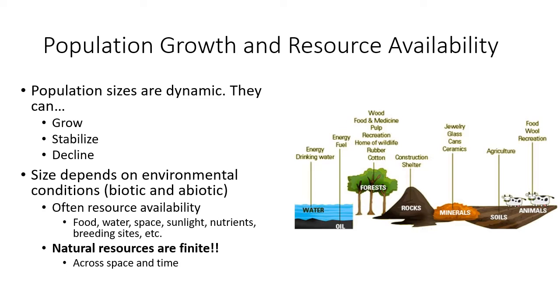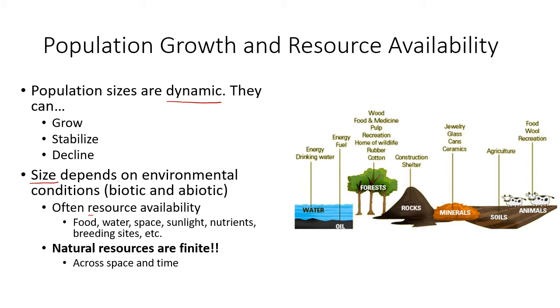In fact, populations can not only grow, but populations can remain stable or populations can decline in number. So population sizes are always going to be dynamic, and they're going to be dynamic across both space and time for any group of organisms. The size of that population, whether it is growing, stabilizing, or declining, so the trend in population size and the size itself, so the number of individuals in a population, is going to depend on every environmental factor that population or that organism is exposed to.